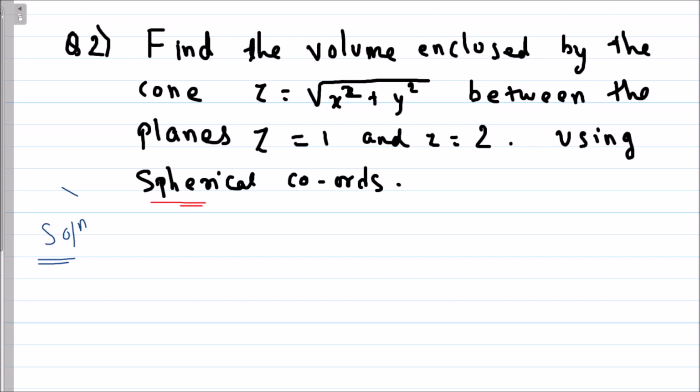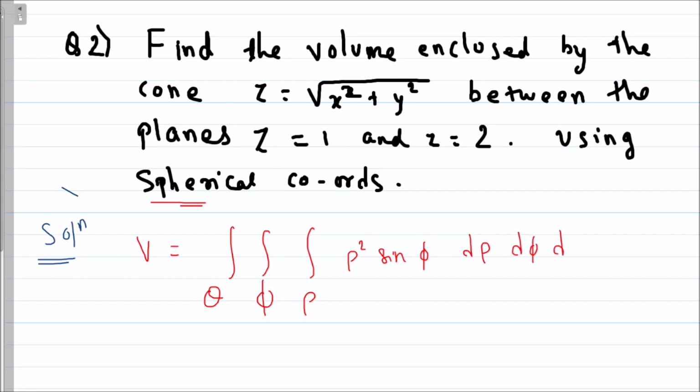For spherical coordinates, if I want to find the volume by triple integration, I should have the limits of theta, which is the same as the cylindrical coordinate theta, that means along the xy plane. This is my phi, which will lie from 0 to pi, and there is the rho. Since I want to find volume, the function will be 1 into rho square sin phi d rho d phi d theta. Now let us try to find the limits of rho.